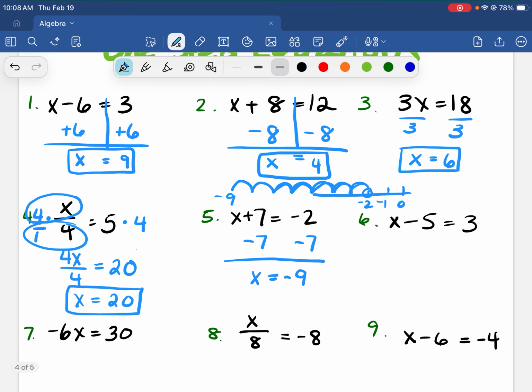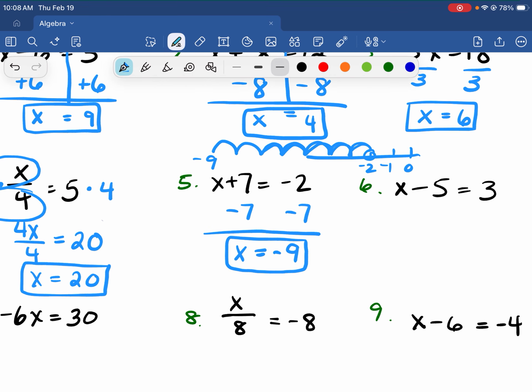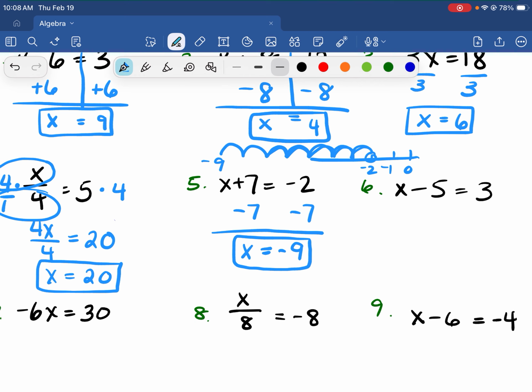For number 6, x minus 5 is equal to 3. Opposite operation or inverse operation of subtracting 5 is adding 5. Whatever I do to the left, I must do to the right. X equals 3 plus 5 is 8.